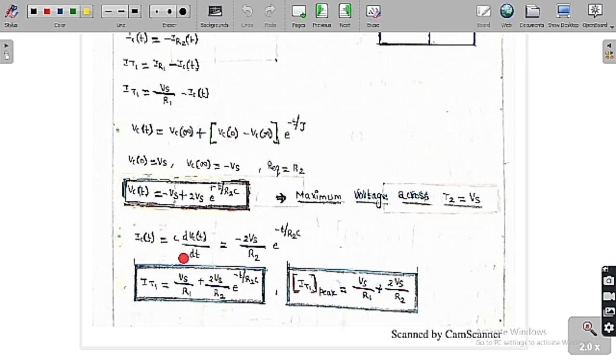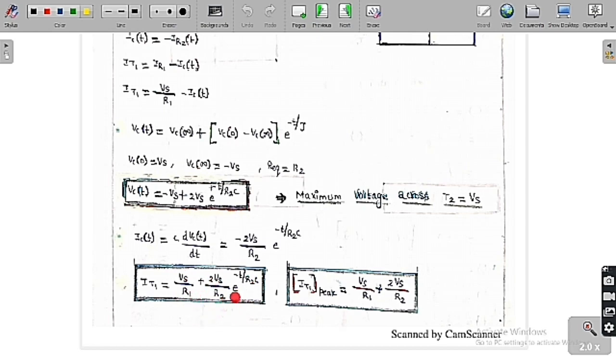So now I want to find the capacitor current. Capacitor current is equal to C into dVc by dt. You know the value of Vc of t, so do the differentiation and multiply by C. Finally we are going to get minus 2 Vs by R2 into e to the power of minus t by R2C. And I already told you IT1 is equal to IR1 minus IC of t. IR1 is equal to Vs by R1. So minus IC of t is 2 Vs by R2 into e to the power of minus t by R2C. This is the expression of the overall thyristor current.